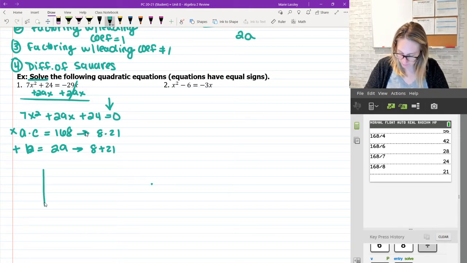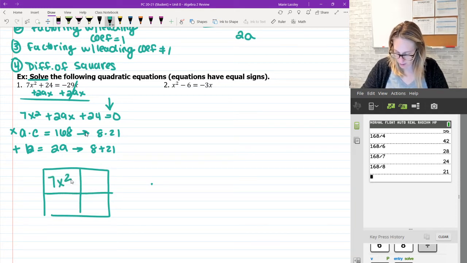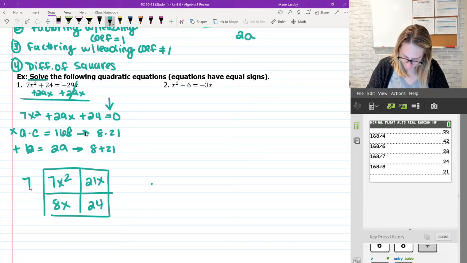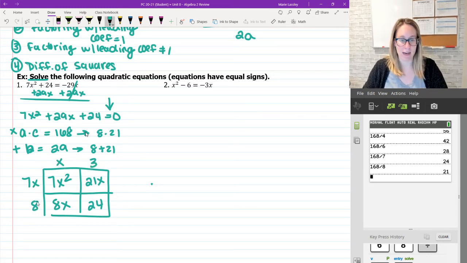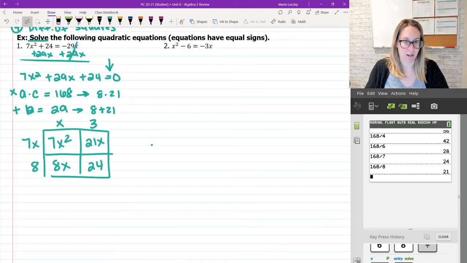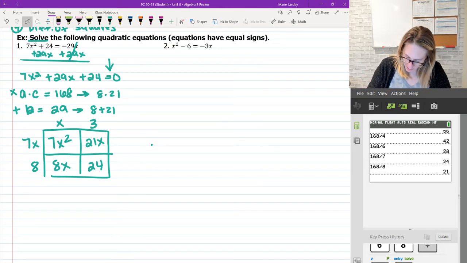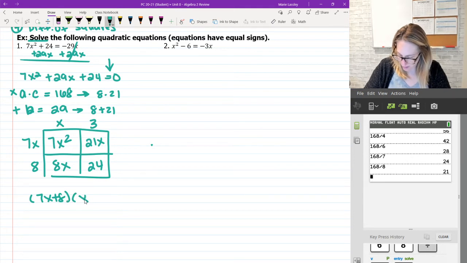So now I can do my box. I'm going to put my 7x squared right there. I'm going to put my 24 right there, and I'm going to put my 21x and my 8x. Now we're just going to go ahead and factor. All right, so I now have factored my box. Remember, I'm just reverse multiplying to get my numbers that go on the outside. And so factored, I have 7x plus 8 times x plus 3.